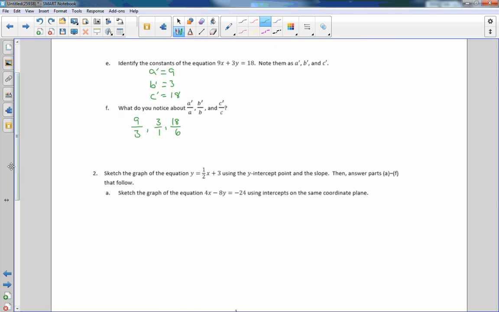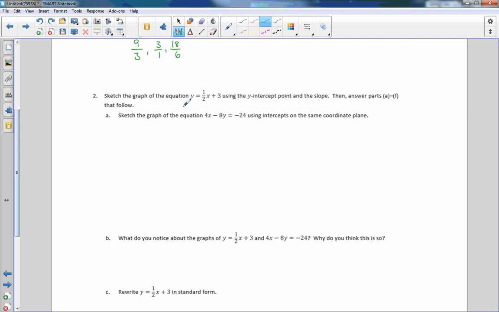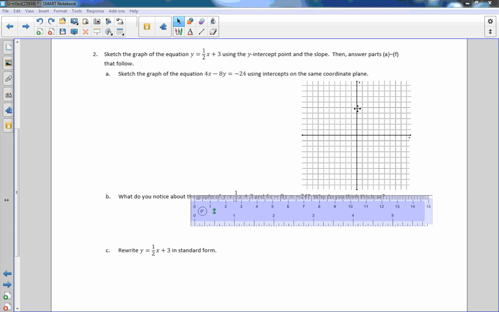Okay, so number 2, it says, sketch the graph of the equation y equals 1/2 x plus 3 using the y-intercept point and the slope. Then answer parts A through F. I'm not going to use Geogebra for this one. I'm going to just use a piece of graph paper. Okay, so I brought in a grid, coordinate plane, and a ruler. That's what you need to graph. Graph paper and a straight edge, and my magic pencil.